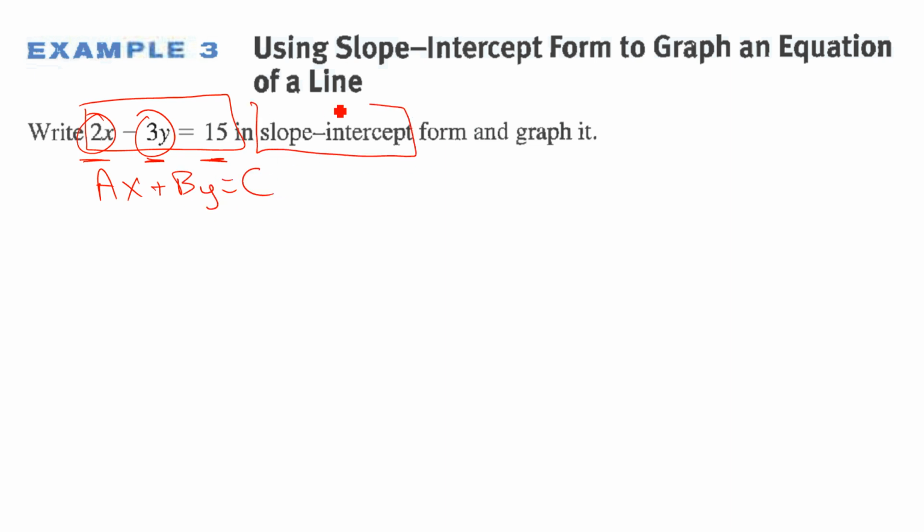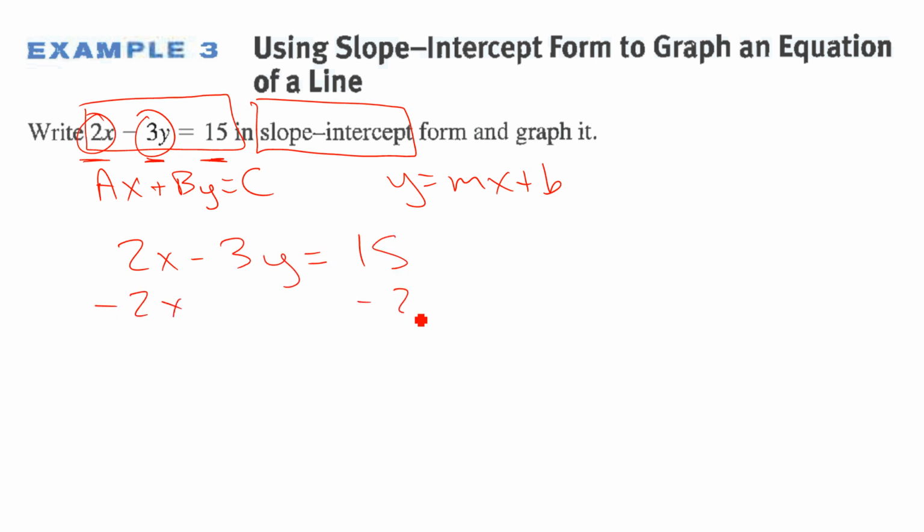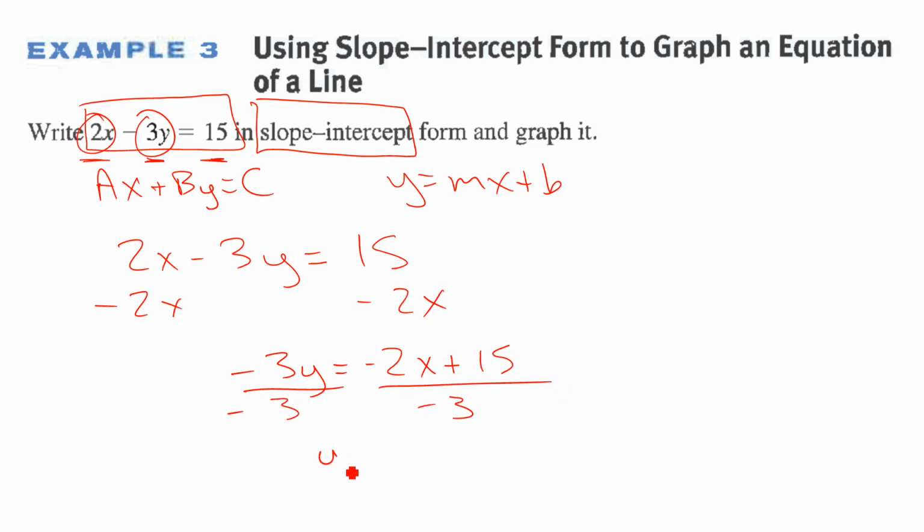So general form is ax plus by equals c. From that, we want to go to slope-intercept form. Slope-intercept is y equals mx plus b. Get y all by itself. So if you have 2x minus 3y equals 15, to get y by itself, we would subtract 2x. -3y equals -2x plus 15. And we'll divide by -3. So y equals negative over a negative is a positive, 2 over 3x minus 5.